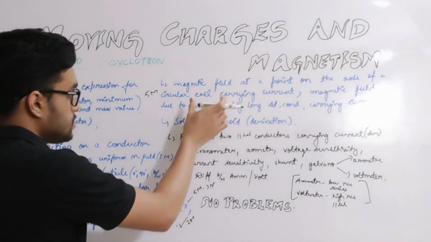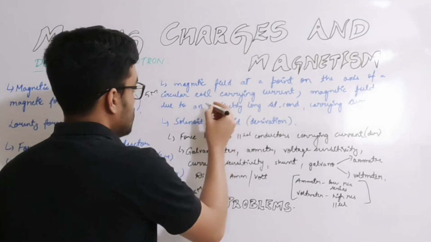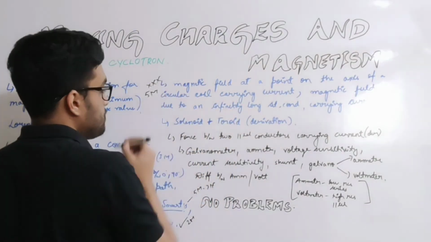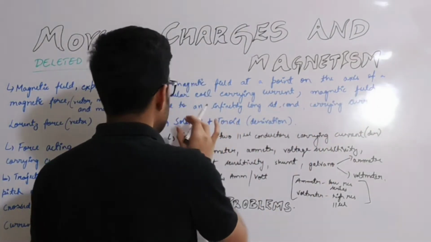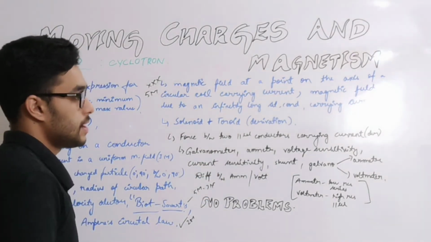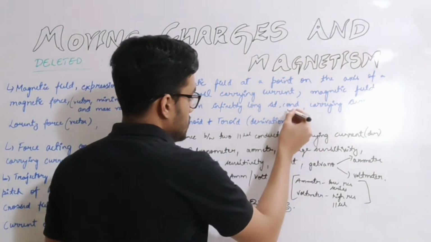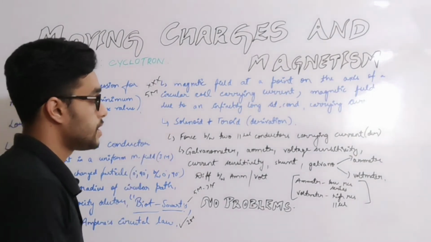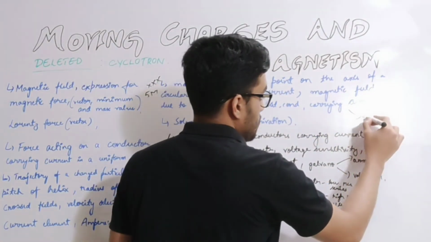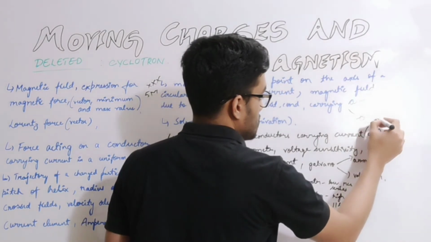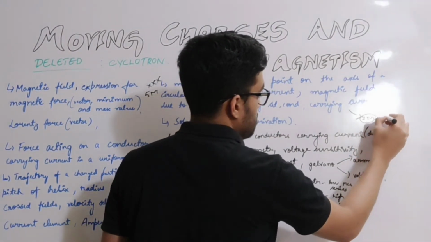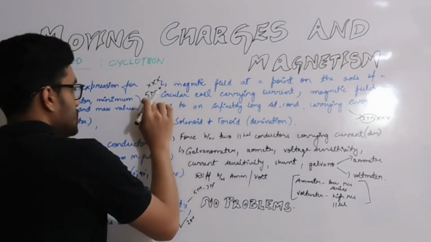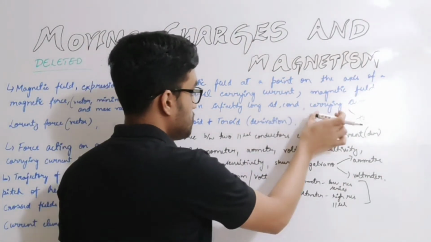So don't skip this derivation. It is very important. I'm stressing it. Next thing, magnetic field due to an infinitely long straight conductor carrying current. This question is based on Ampere's circuital law. We usually get this question for 3 marks, so learn it for 3 marks and mark it as important too. This question is important for 5 marks, and this question is important for 3 marks.